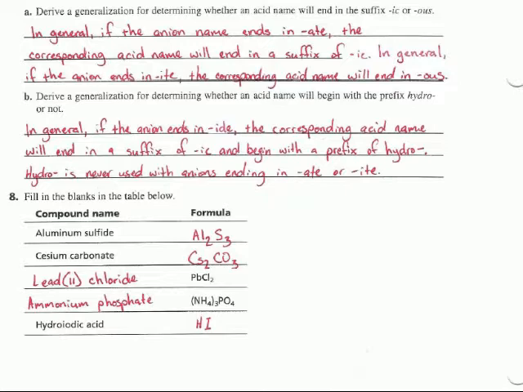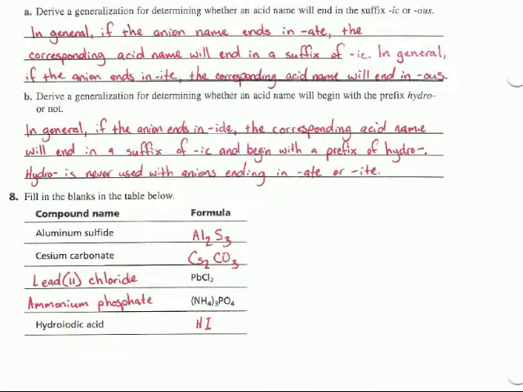Then lastly, hydroiodic acid. Now that there's an -ic there, okay, it's an -ic acid. So -ic replaces -ide in a monatomic anion. How do I know it's a monatomic? Because there's the prefix hydro. This hydro means that whatever the anion was, it ended in -ide. So that was iodide.